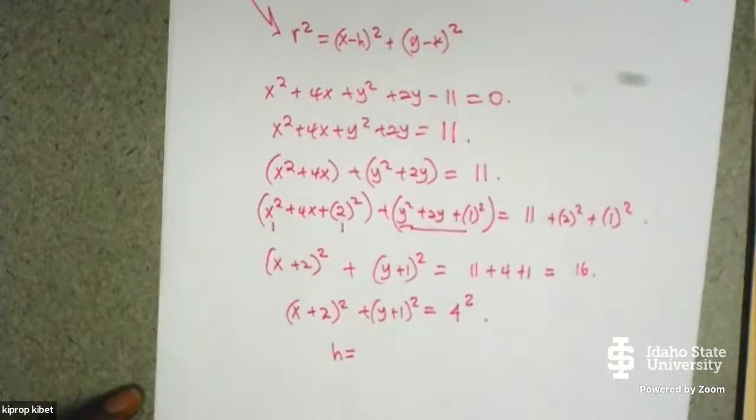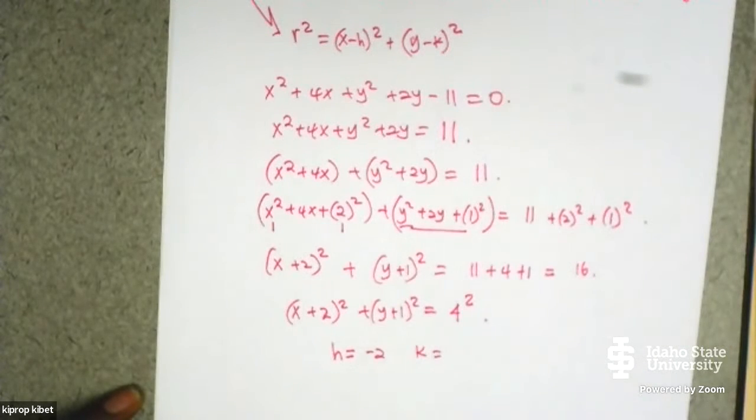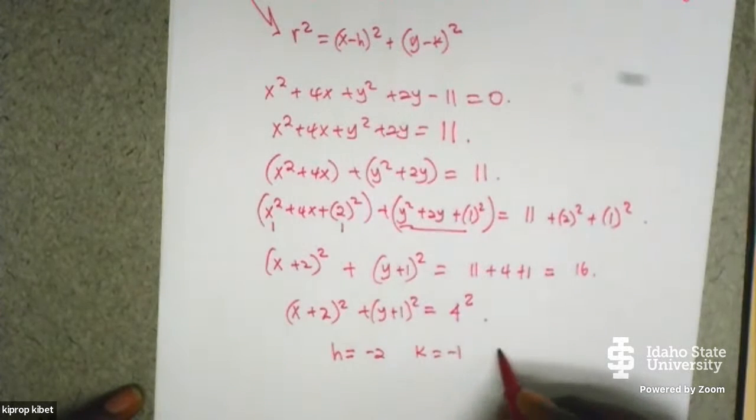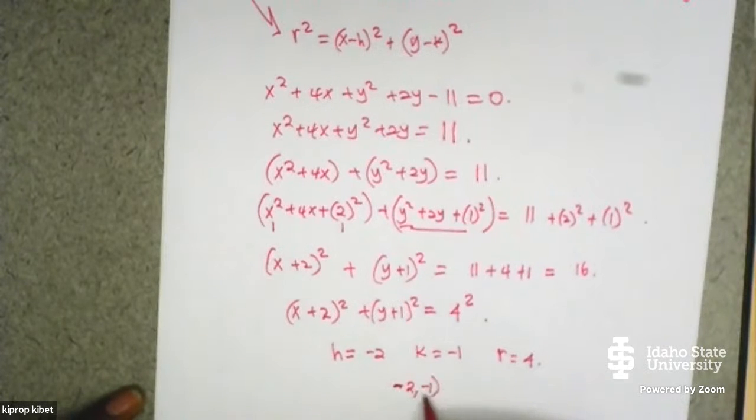So our h is equal to what? -2. Our k is equal to what? -1. Our r is equal to what? R is equal to 4. Our center in this case would be -2 and -1, and our R is equal to 4.